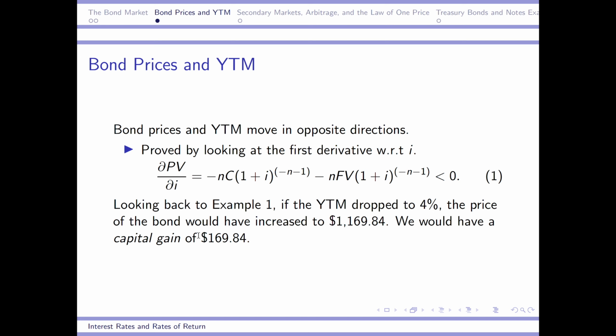And so when we look at example 1, let's change it. Let's say COVID didn't happen and American Airlines got stronger, then the yield to maturity drops to 4%.